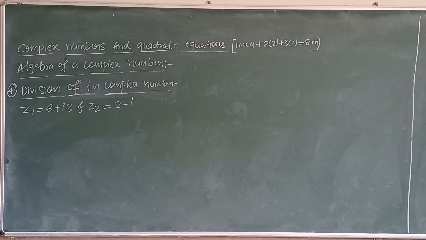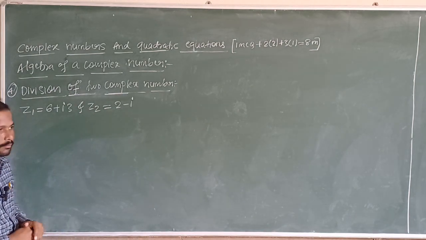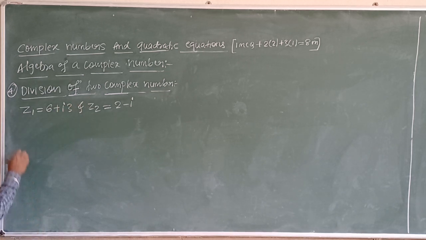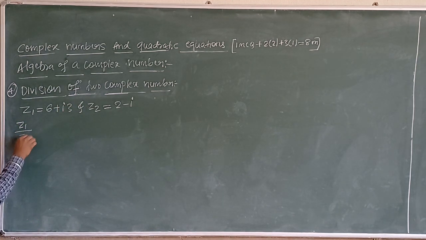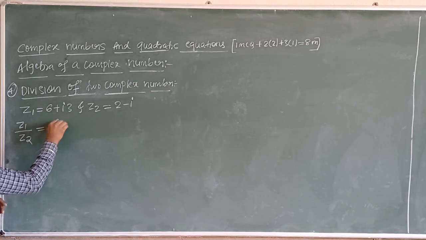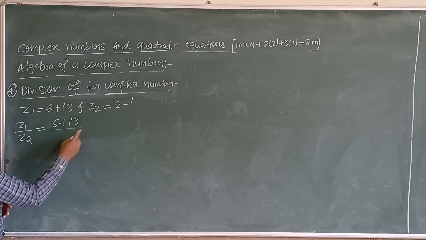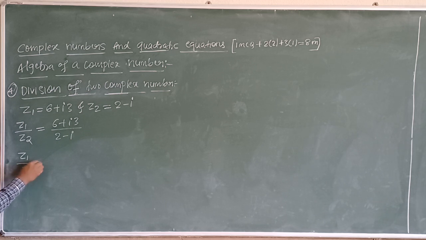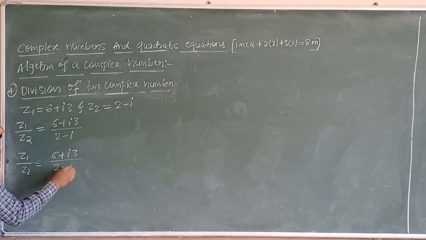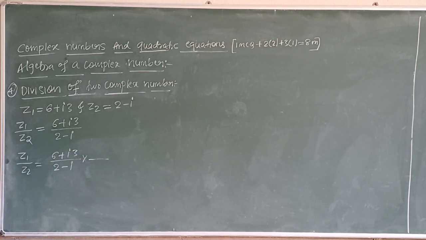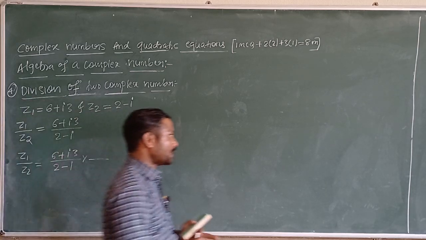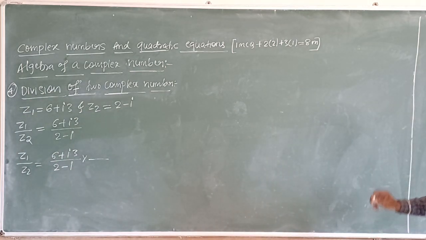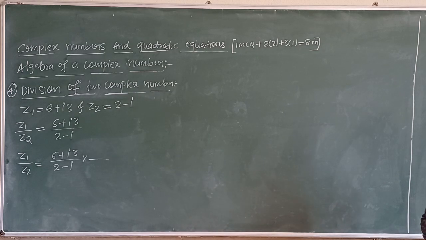How do we divide these complex numbers? Not multiply, we have to divide, right? That is z1 divided by z2. z1 is 6 plus 3i, divided by 2 minus i. z1 divided by z2 is equal to 6 plus 3i divided by 2 minus i, and we have to rationalize the denominator. Before that, we have to find the conjugate of the complex number, right?